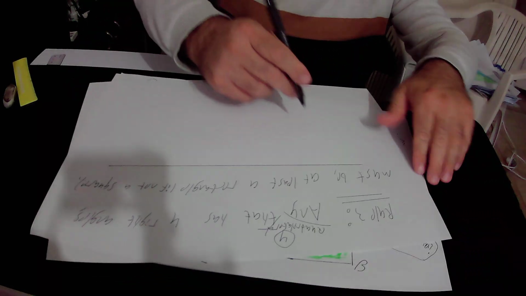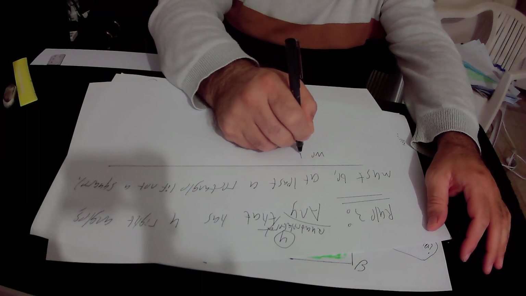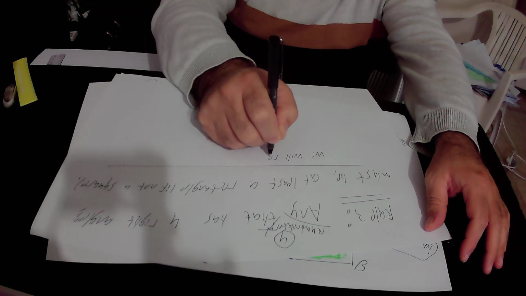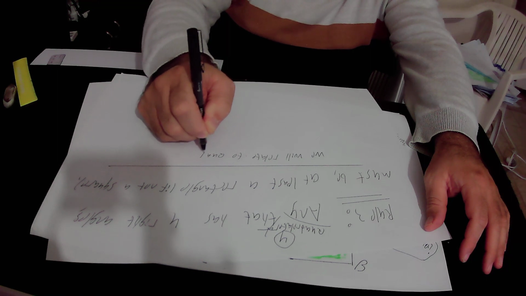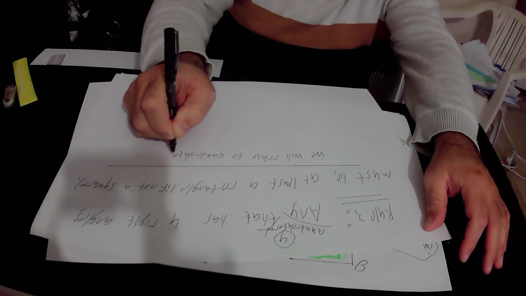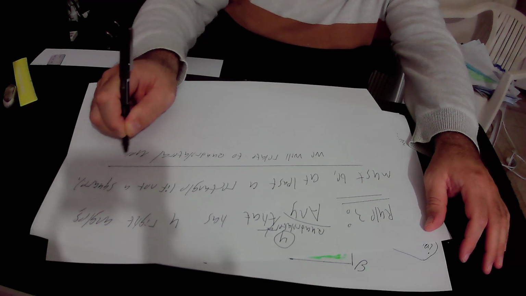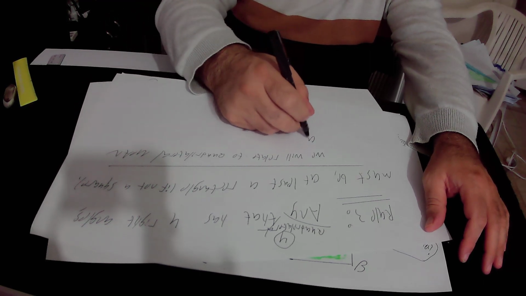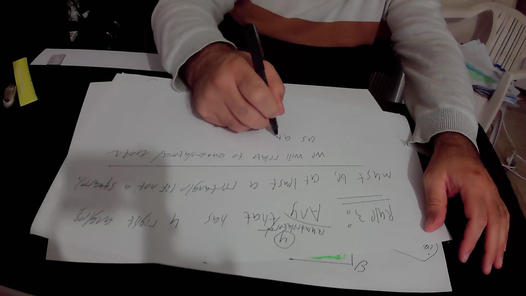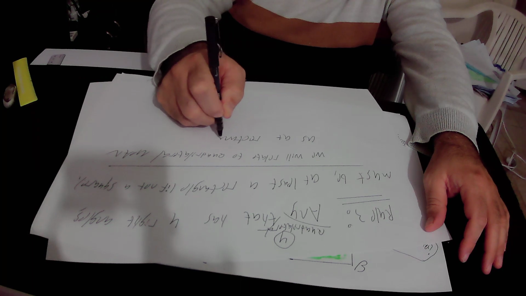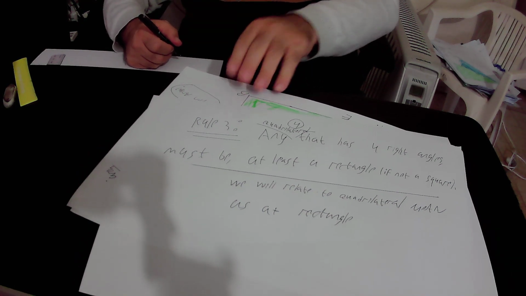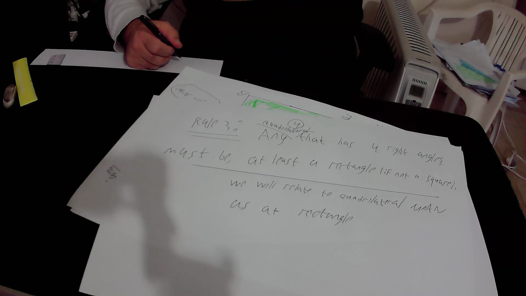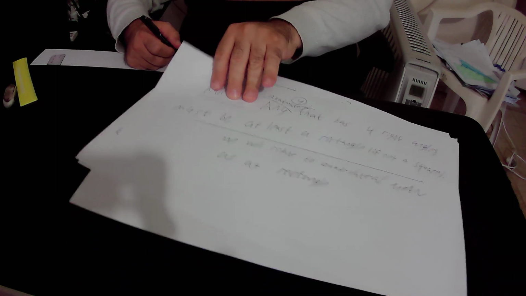Okay, so we will relate to quadrilateral MOAN as a rectangle because it has 4 right angles, and according to rule number 3, it must be at least a rectangle.